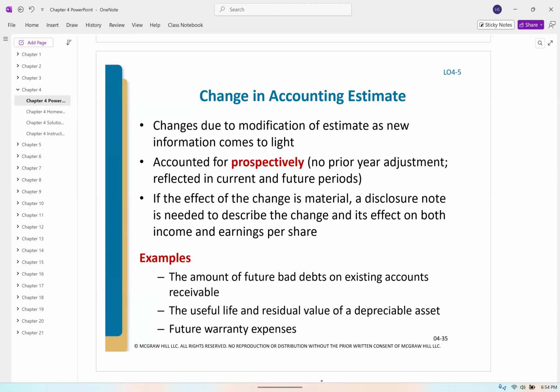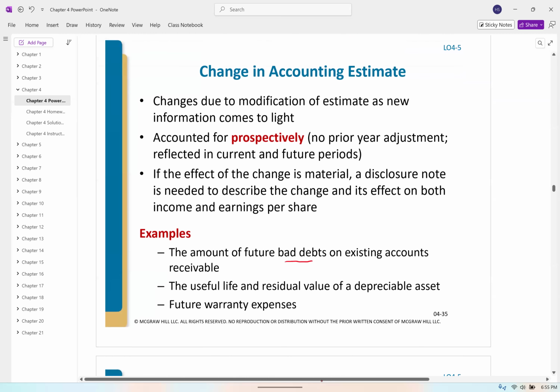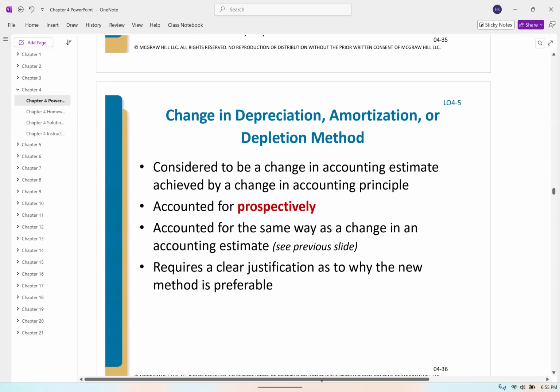How to account for bad debts could be one, the useful life or residual value of a depreciable asset, or any future warranty expense. So those are changes in estimates. They just go forward. There is no prior year adjustment, nothing going backwards. Prospectively is moving forward from this period on. A change in depreciation, amortization, or depletion is accounted for the same way as a change in estimate, prospectively.